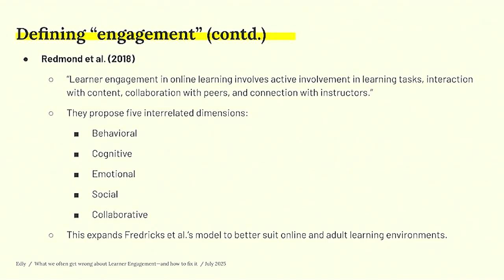Now, in 2018, Redmond and their colleagues proposed this definition, which sort of builds upon the previous one, but it's more suited to online environments and adult learning environments in particular. So they expanded on it, and in addition to behavioral, cognitive, and emotional, they talked about the social and the collaborative dimension.